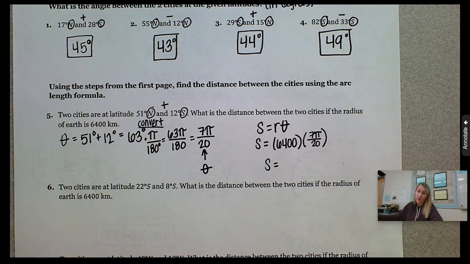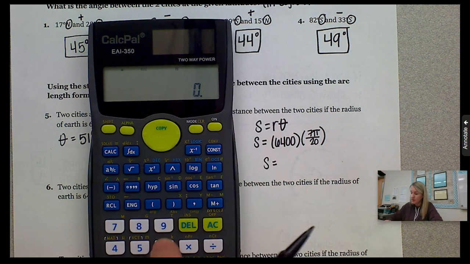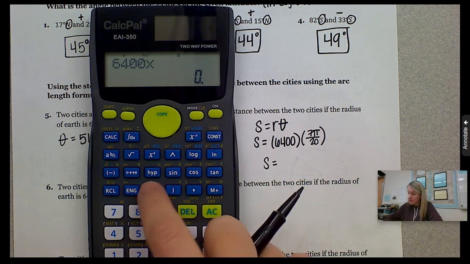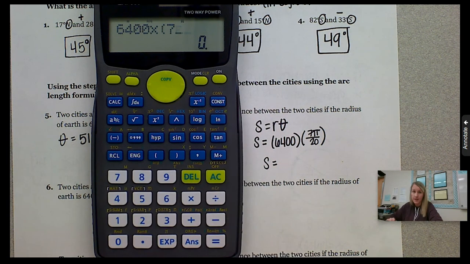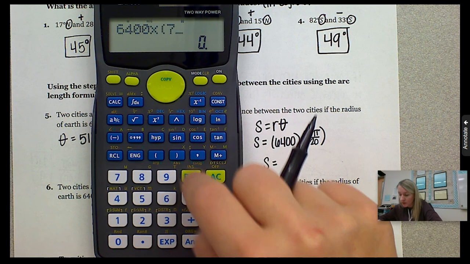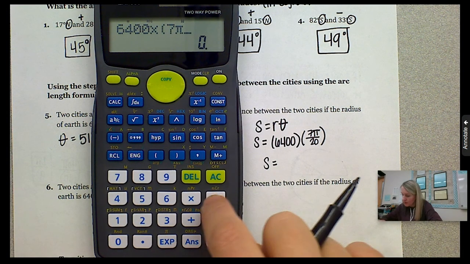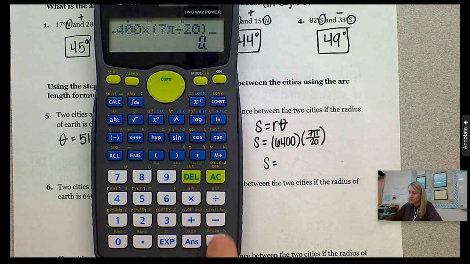So I grab my calculator or I go to my online calculator. I'm going to plug in 6,400 times, and then 7. I'm going to put the pi in. So remember, I find my pi symbol. Oops, that's not the pi symbol at all, Mrs. Sherman. Okay. Pi symbol. There we go. And then over 20. So that's how I plug it in.